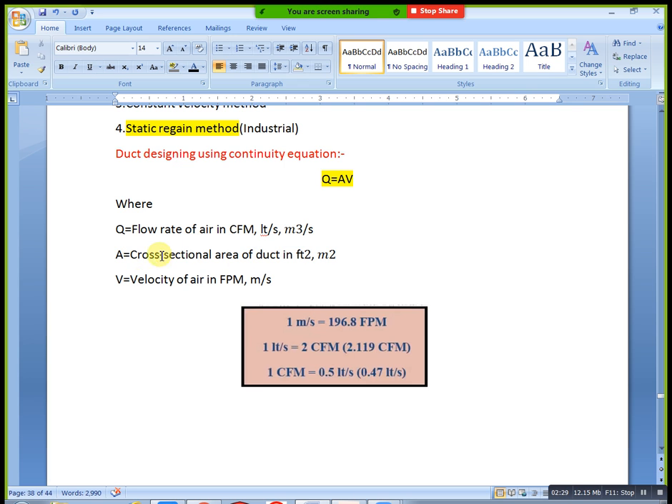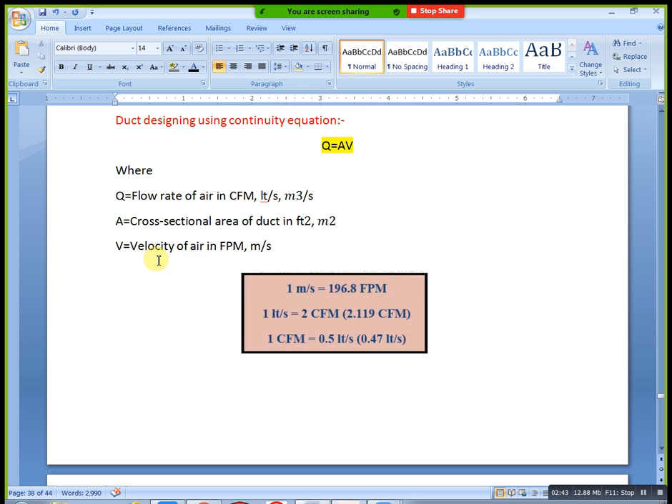Okay, next cross sectional area of duct. A is equal to the cross sectional area of duct. Here we have units square feet, and at the same time meter square. Square feet means English units, meter square means SI units. Next, velocity of air. Here we have FPM.